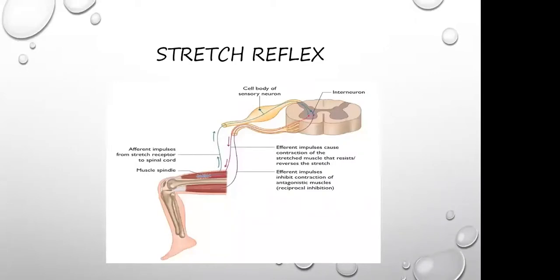This is the stretch reflex. So we can see the cell body of the sensory neuron, how the afferent impulses go from the stretch receptor to the spinal cord, and how the impulses cause contraction of the stretched muscle, and how the efferent impulses inhibit the contraction of the antagonistic muscles.